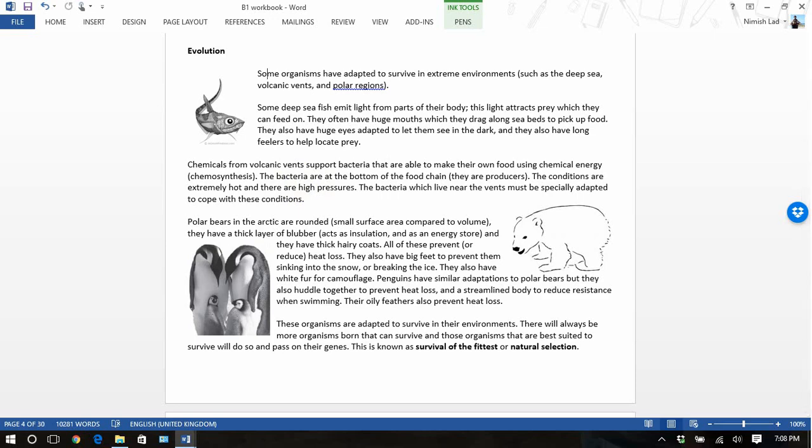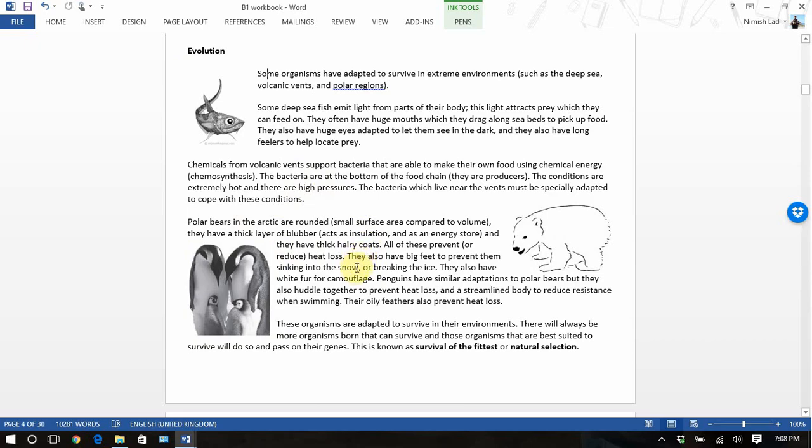Polar bears are rounded and have a small surface area to volume ratio. They have a thick layer of blubber, which acts as insulation and as an energy store, and they have thick hairy coats. All of these prevent heat loss. They also have big feet to prevent them sinking into the snow or breaking the ice.